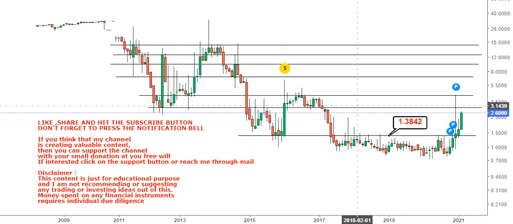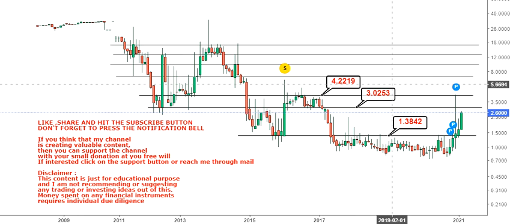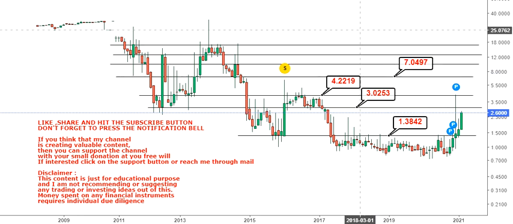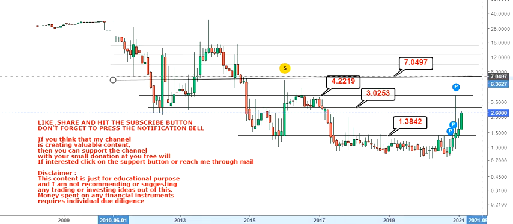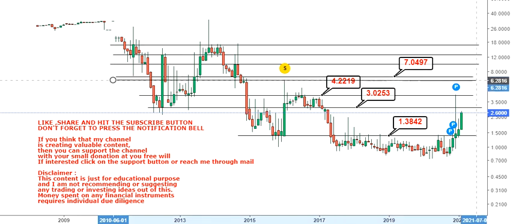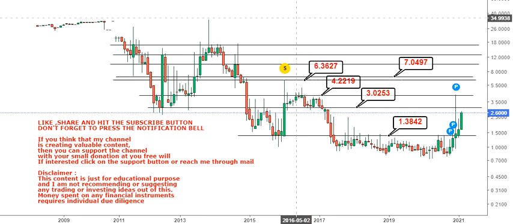Now on the upside you have several levels. You will have your first target at $3, then you have 4.22. If these two levels get crossed, then we have our next target, which can extend up to $7, or rather it is a range between two levels. After 4.2 you have a range between 6.36 and $7.